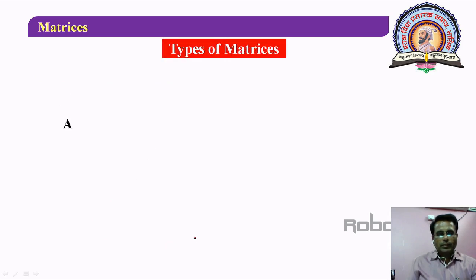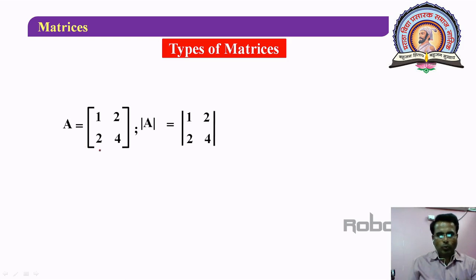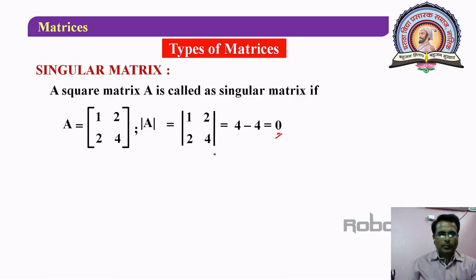Then the next type depends on the determinant of a matrix. Suppose we consider A is equal to 1 2, 2 4. Then what is the determinant of A? Determinant of 1 2, 2 4 is equal to 4 minus 4, that is 0. Such a matrix, for which the determinant is equal to 0, is called a singular matrix. So, what is a singular matrix? A square matrix A is called a singular matrix if determinant of A is equal to 0.